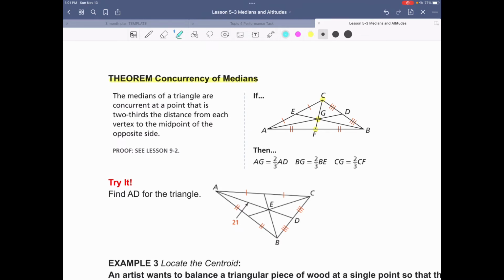And you can see that with the other medians. So from B to E, and they have a concurrency at G. And from A to D with a concurrency at G.